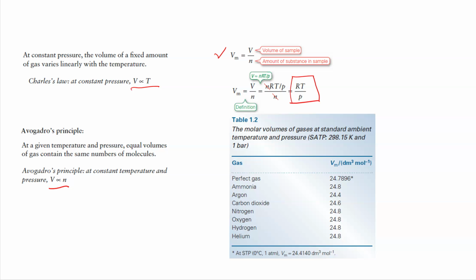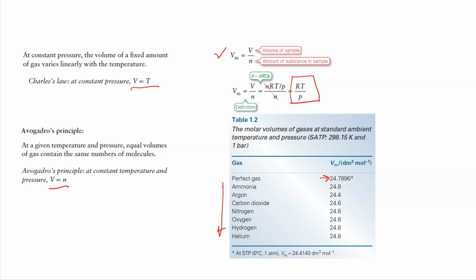And when we solve for this at standard temperature and pressure, which is 0 degrees Celsius and 1 atmosphere, we see that an ideal gas occupies a particular constant volume, and that real gases, ammonia, argon, carbon dioxide, nitrogen, oxygen, hydrogen, helium, all deviate just slightly. They hover right around the same quantity. So under standard temperature and pressure, all gases have very nearly the same molar volume as predicted by the ideal gas law.